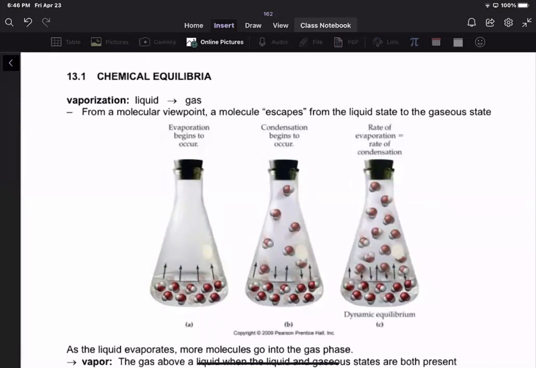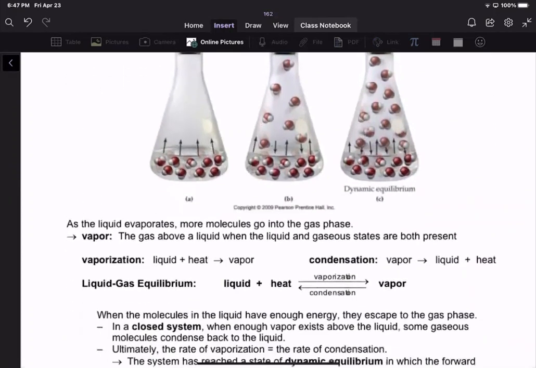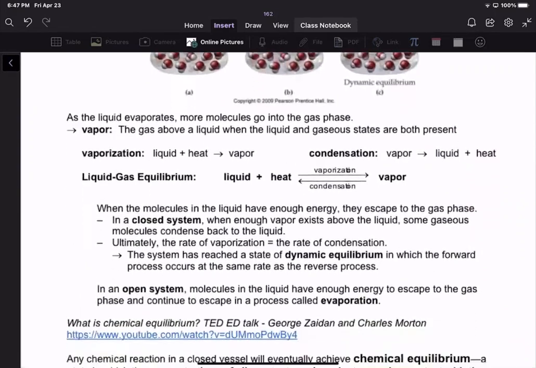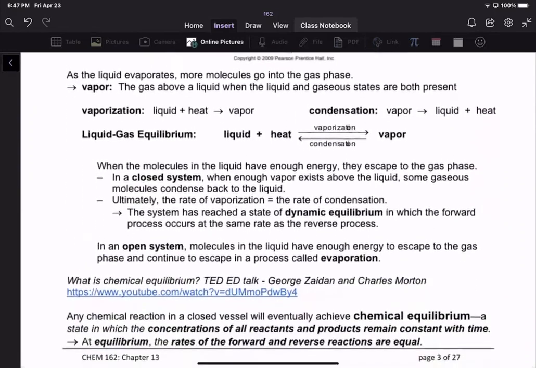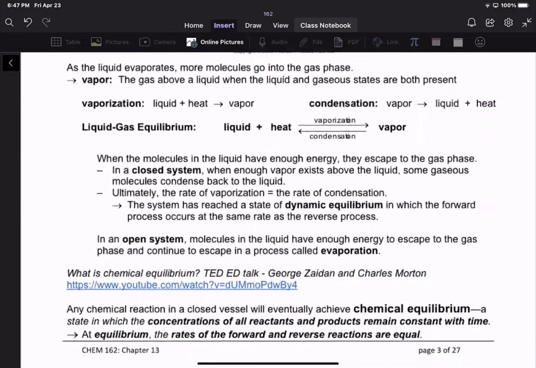It's dynamic because the molecules are still condensing and vaporizing individually, but overall the total amount is constant. So that's what it means to be at equilibrium. The amounts are no longer changing. At the equilibrium point, everything is present at once. There's liquid and vapor present in the system.